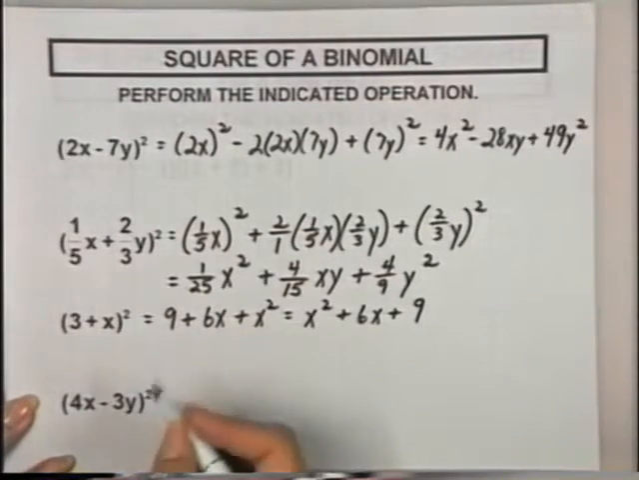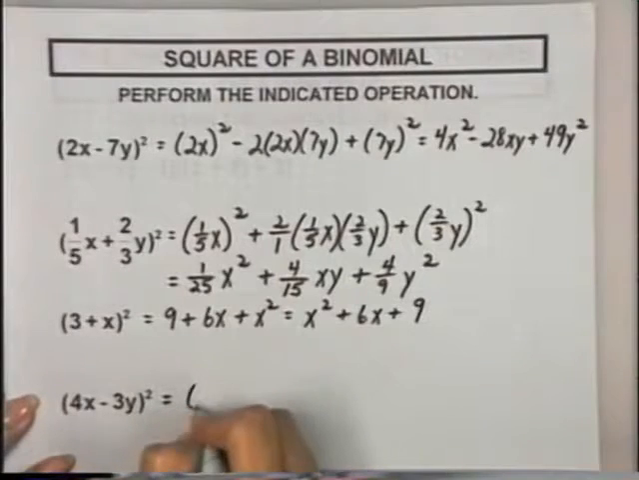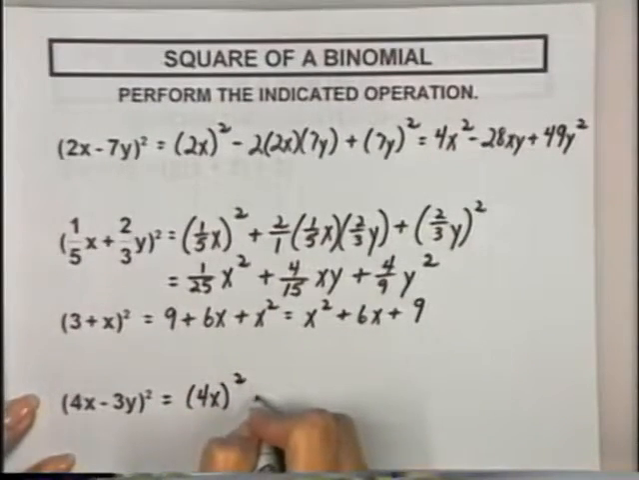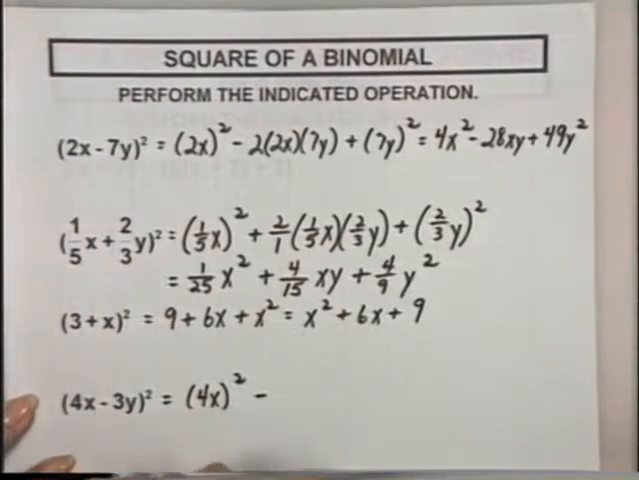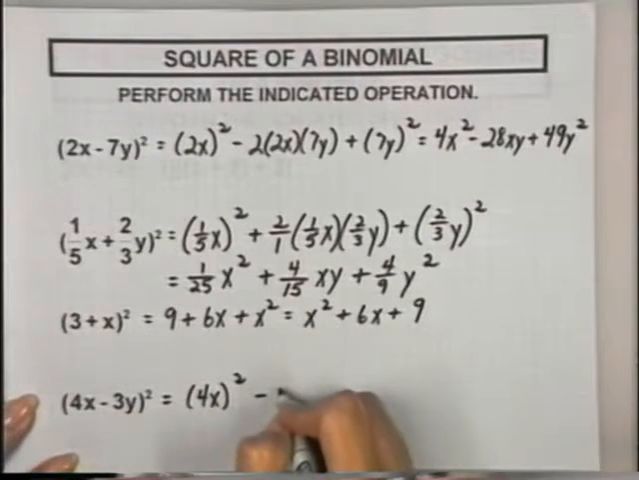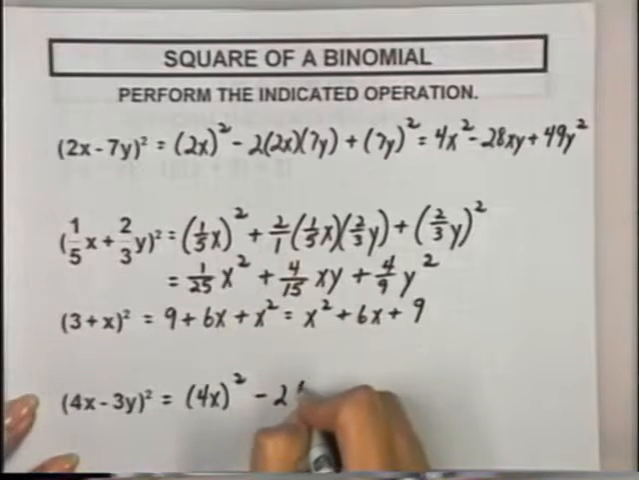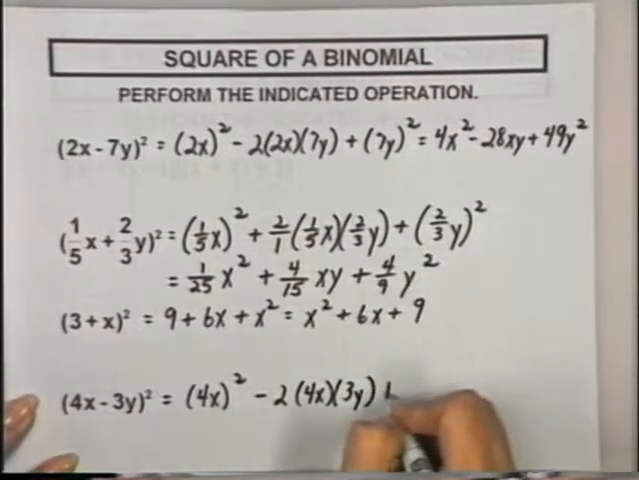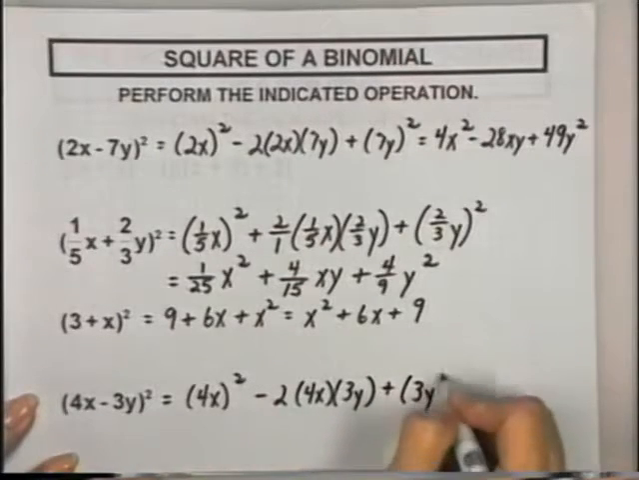When I square the 4x minus 3y, I will square the 4x. The sign of the middle term is negative because a positive times a negative will give us a negative. I will say 2 times 4x times 3y, and last I will square the 3y.